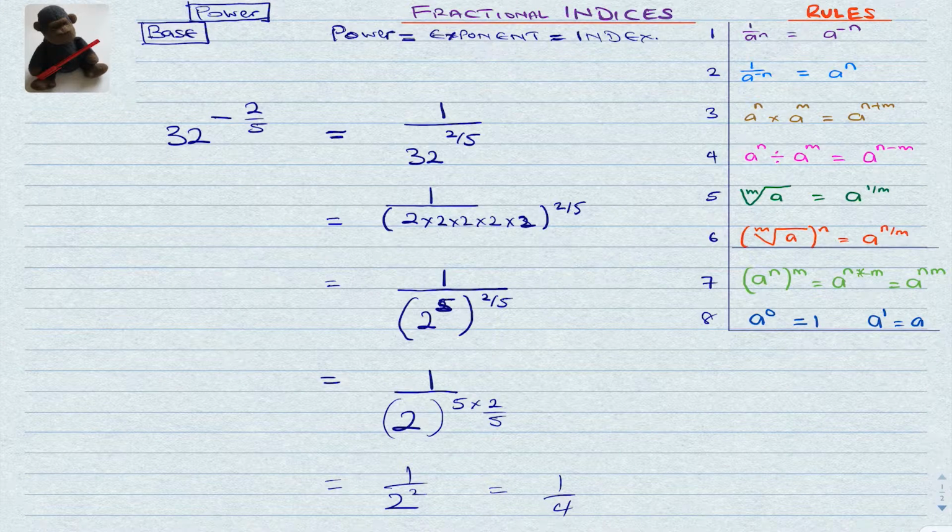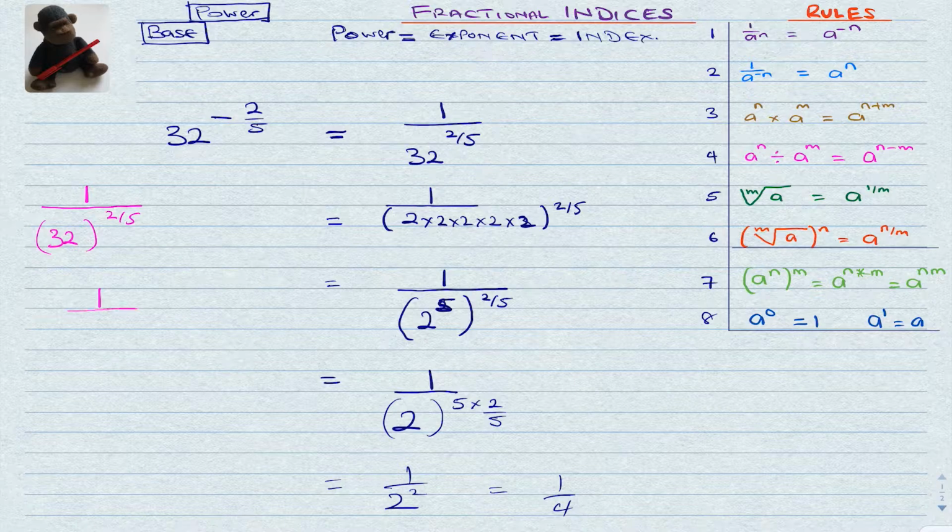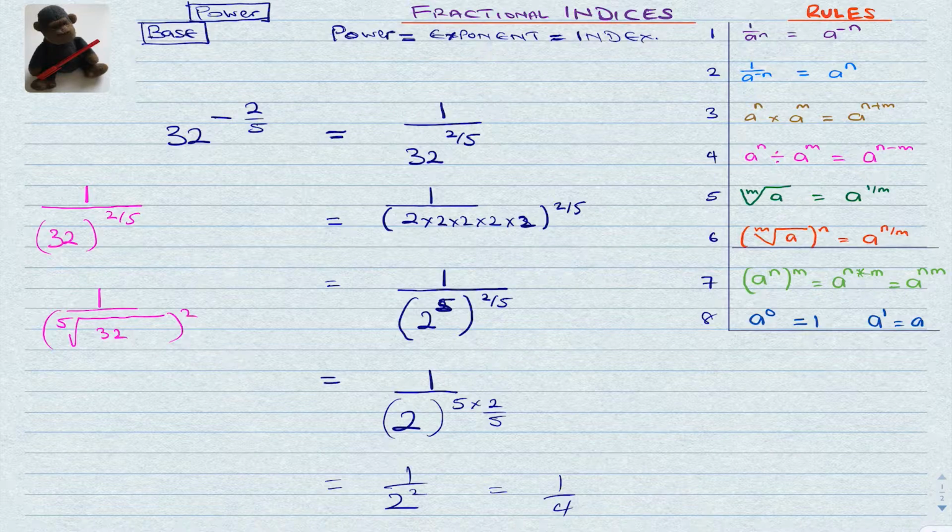Okay, you could do this question much faster by applying rule number 1. So you get 1 over 32 to the power 2 over 5. And then you do 1 over the 5th root of 32. Obviously, you have to put that into a bracket of 2. Rule number 6, because your n is 2 and your m is 5.